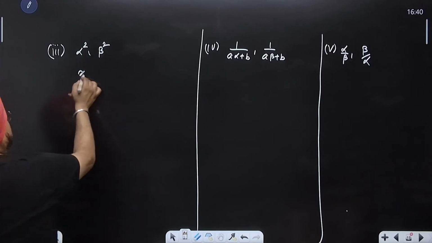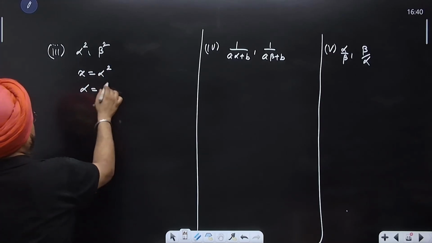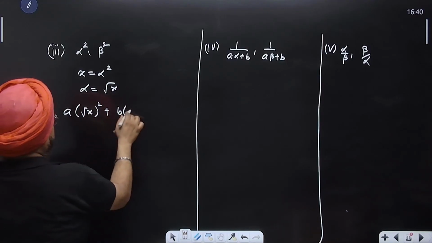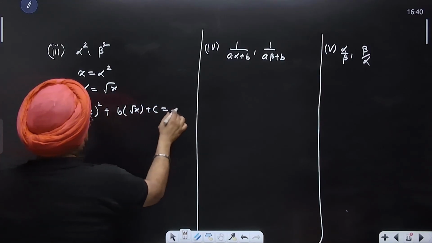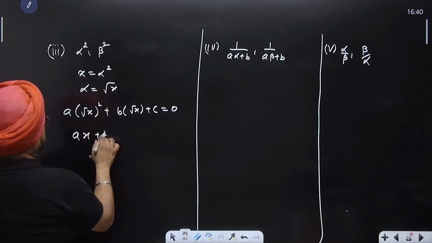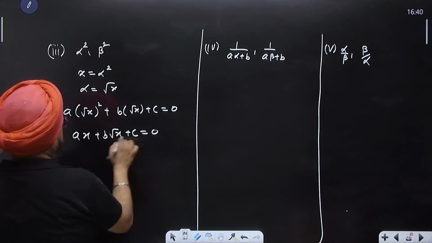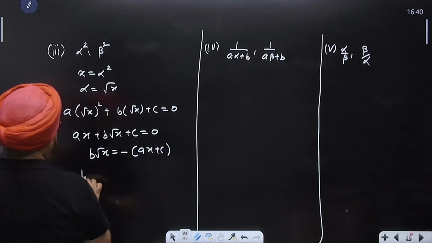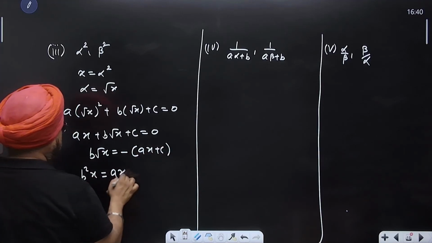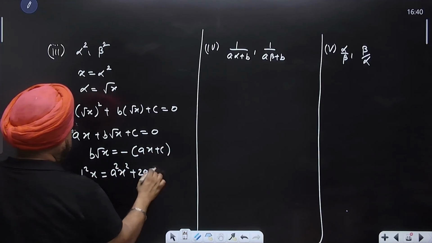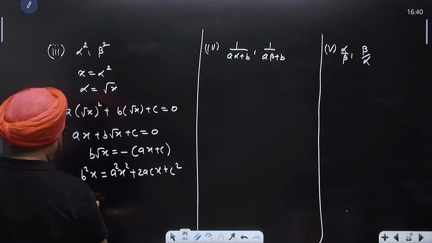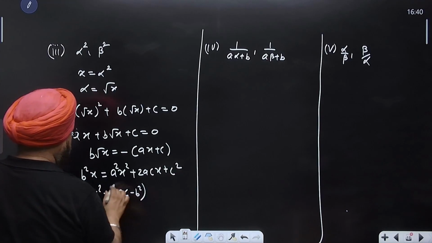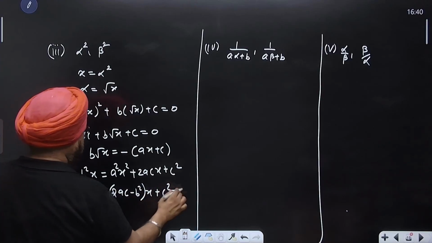So for this we will substitute root x in place of x: a root x plus b, whole square, plus c, and square the terms. So this is the equation: a square x square plus 2ac minus b square x plus c square is equal to 0.